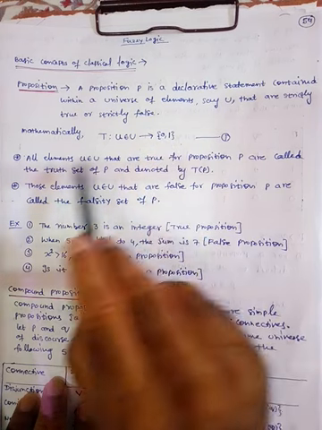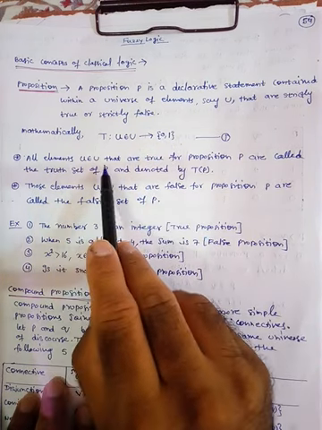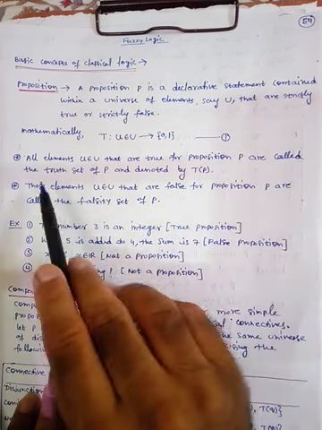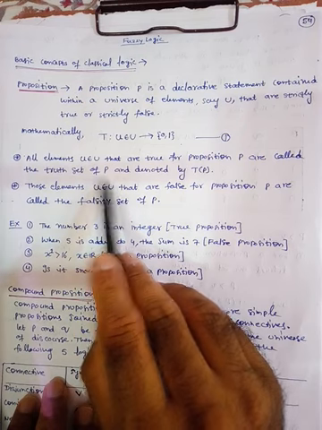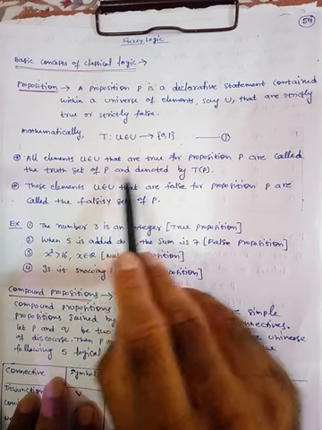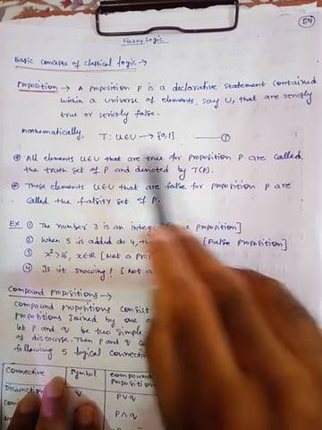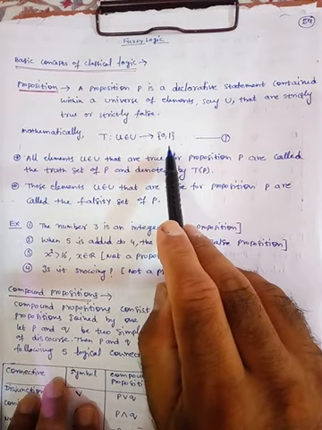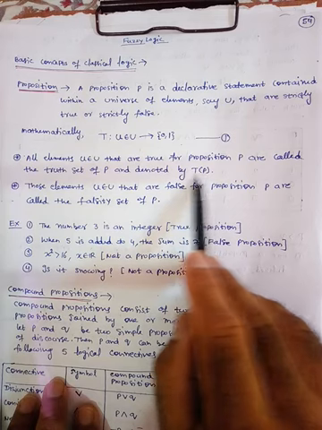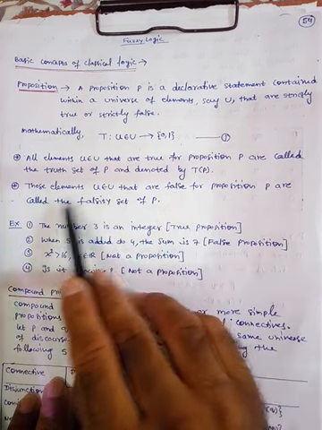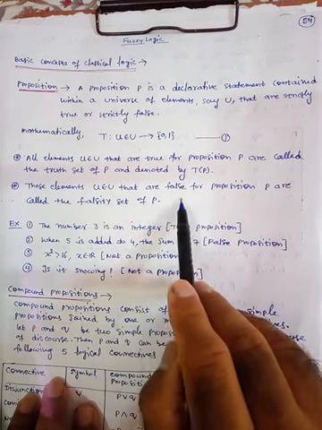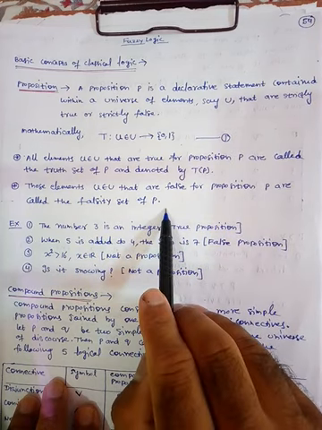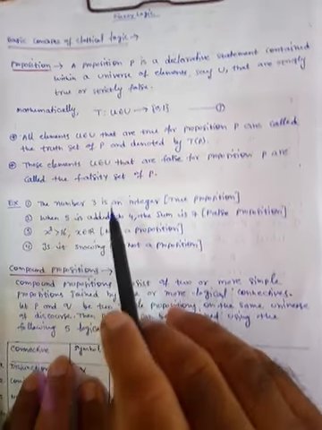Binary. So all elements u belonging to U that are true for proposition P are called the truth set of P and is denoted by TP. So all the elements which are true form the set TP. Those elements u belonging to U that are false for proposition P are called the falsity set of P. Let us see examples.